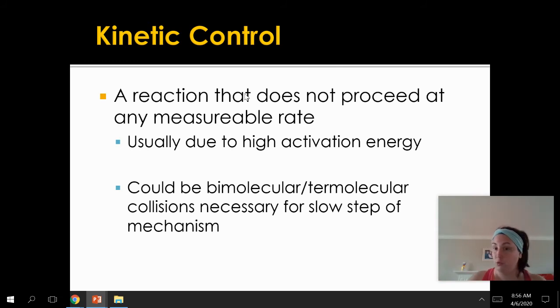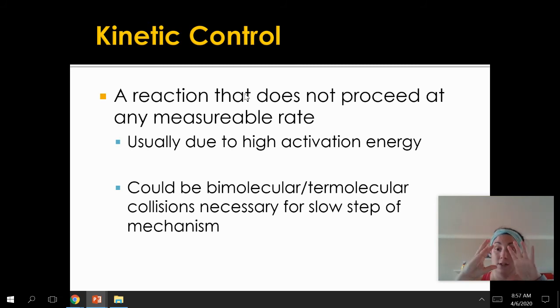Because if you remember back to our kinetics unit, we said that the more molecules necessary to collide in that slow step meant it was less and less likely to happen, right? Termolecular especially are very unlikely to happen. So a reaction that has a slow step that's termolecular but is thermodynamically favored essentially wouldn't happen, not because of equilibrium, not because of thermodynamics, but because of kinetic control.